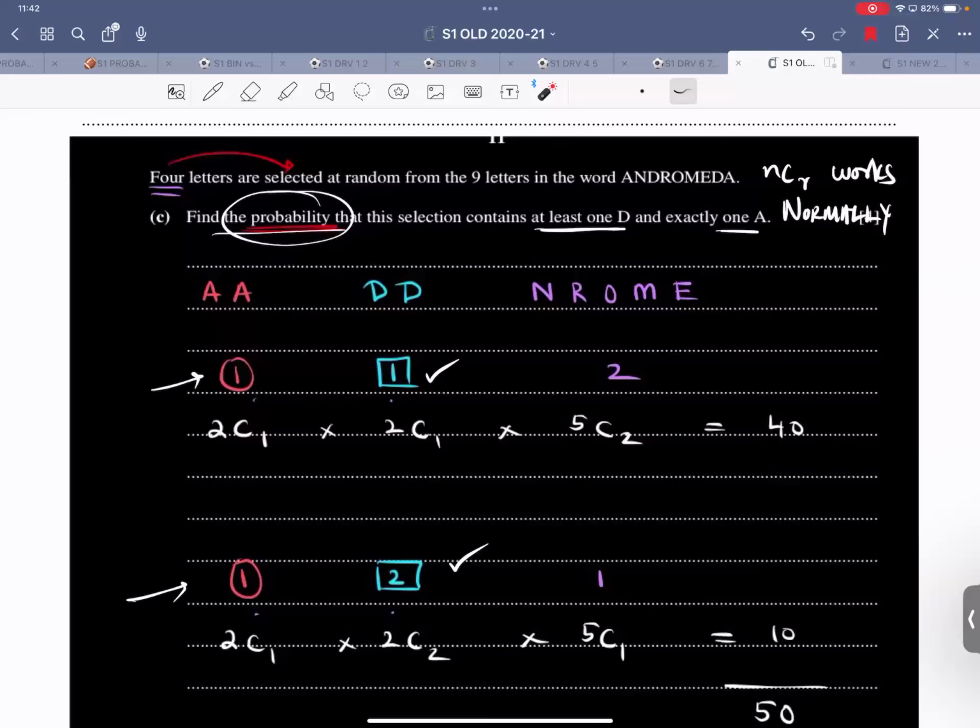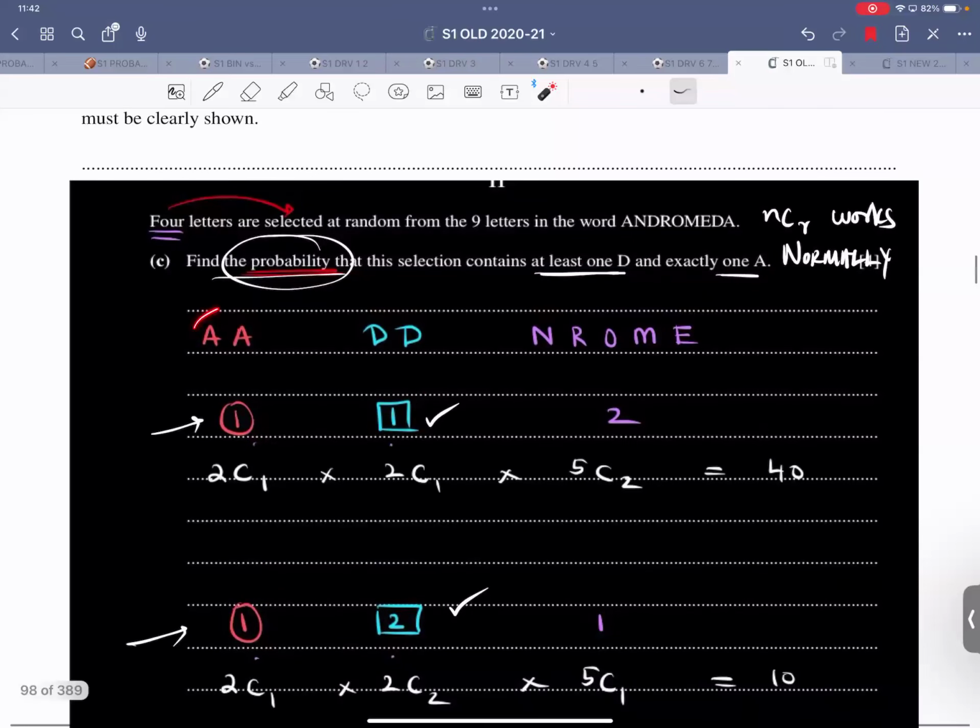Find the probability that the selection contains at least 1D and exactly 1A. At least 1D, it could be 1D, it could be 2D, exactly 1A. Now in Andromeda, there are 2 A's, 2 D's, N, R, O, M, E. So I'm choosing 1 out of 2, 2C1. I'm choosing 1 out of 2, that's 2C1. I'm choosing the remaining 2, because I need 4 letters out of 5, that's 5C2.